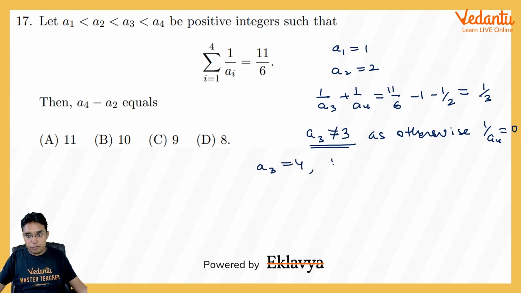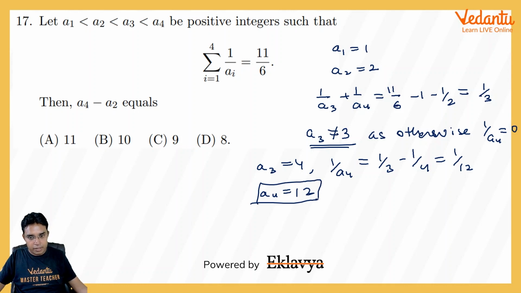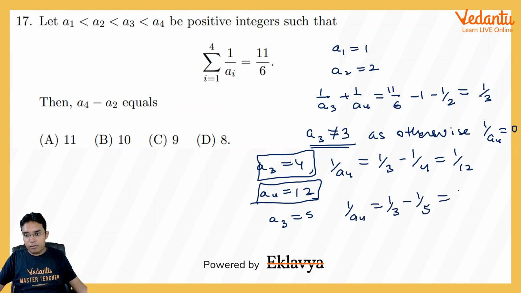If A3 is 4, 1 upon A4 will be equal to 1 upon 3 minus 1 upon 4. It is 1 upon 12. So we are getting A4 to be 12, and all these values are integers. But let us explore if other possibilities are also there or not. If I take A3 equal to 5, 1 upon A4 will be equal to 1 upon 3 minus 1 upon 5, which will give you 2 upon 15. That means A4 will be 7.5. That is not possible because we are looking for positive integers.